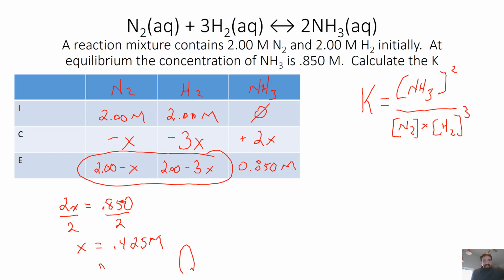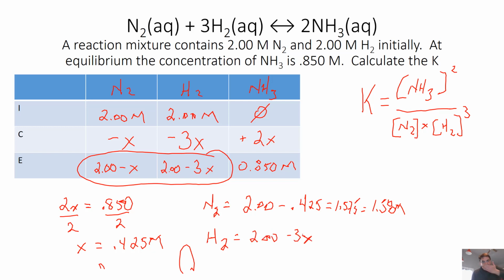What that means is that N2 is going to be 2 minus 0.425, which is 1.575, but with sig figs, I'm going to call it 1.58 molarity. And my H2 is going to be 2.00 minus 3X. Well, that's 3 times 0.425.